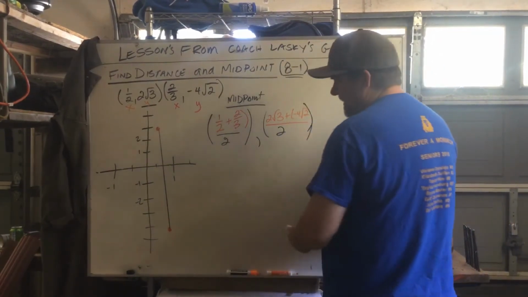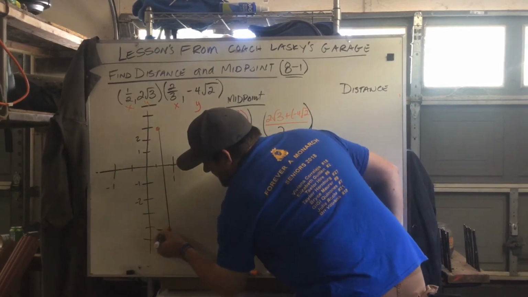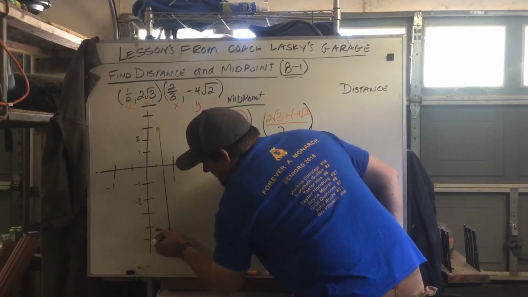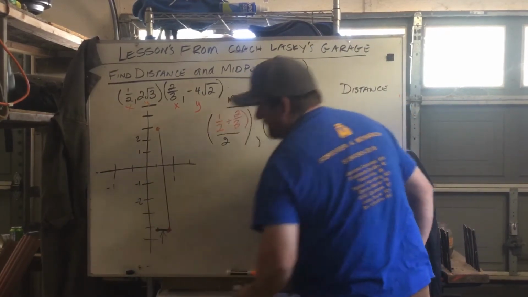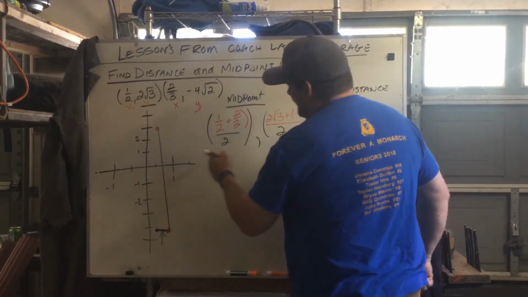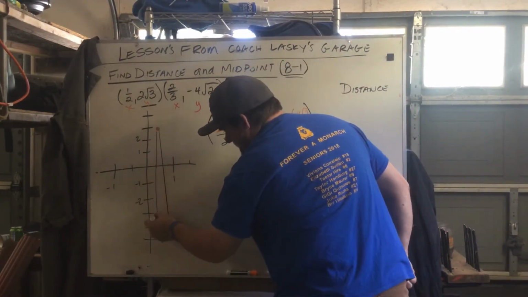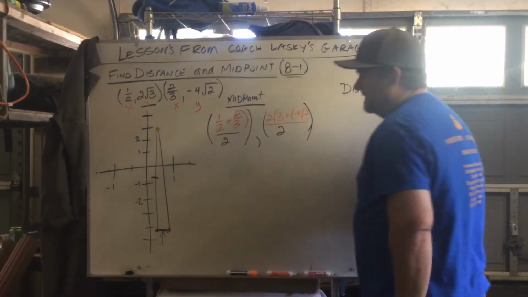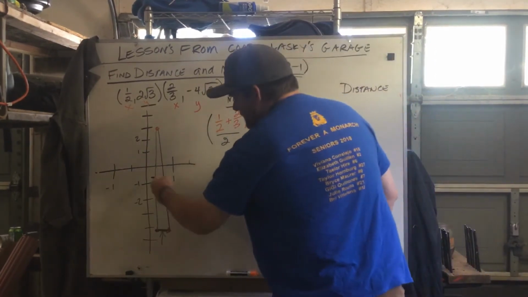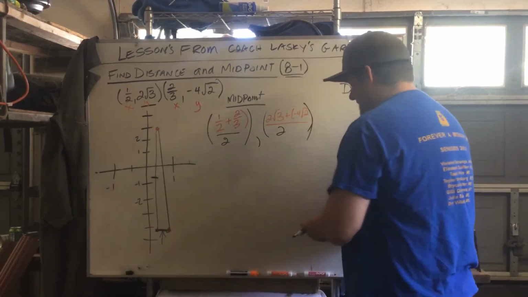We're going to find out how far it is from here to here. That's this right here. And then we're going to divide it by 2 and find the midpoint. Then we're going to find out how far it is from here to here, and then we're going to divide it by 2 and find the midpoint. And then those 2 midpoints are going to end up giving us the midpoint of the graph right here.